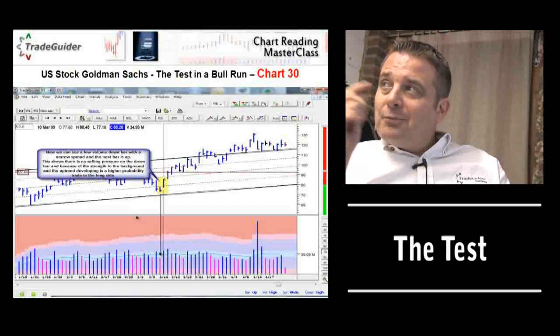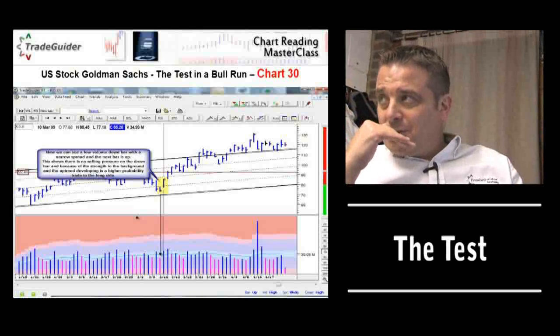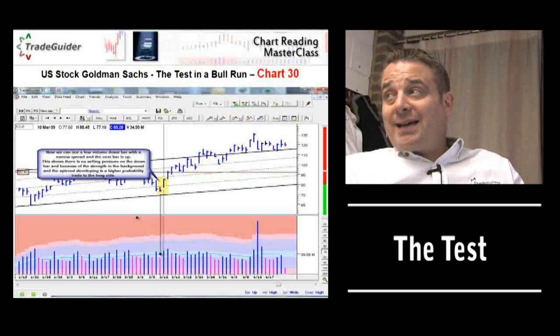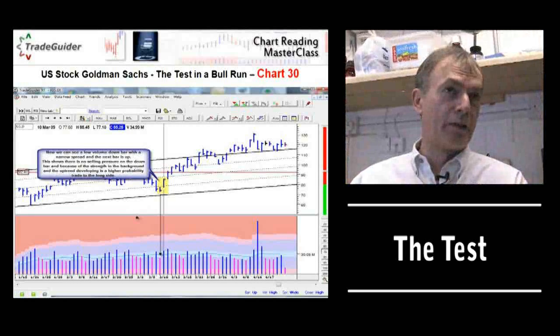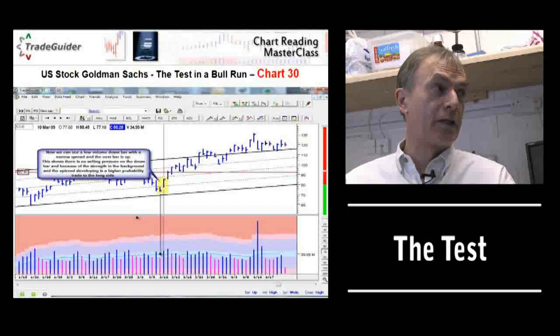Could you have a test on an up bar? Yes, you can. Now again in Tom's book it's usually on a down bar, and usually it's stronger, yes, but you can get a test on an up bar. And if you have a test on an up bar, I would say you're best to see that in an uptrend.